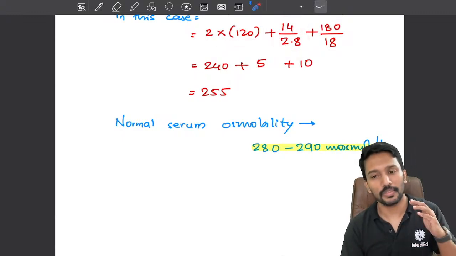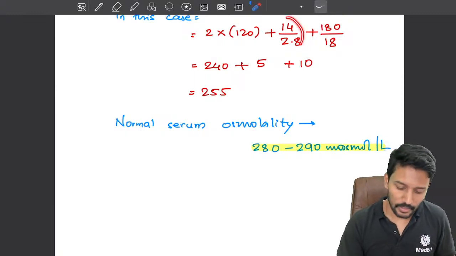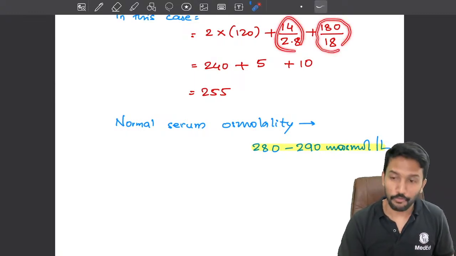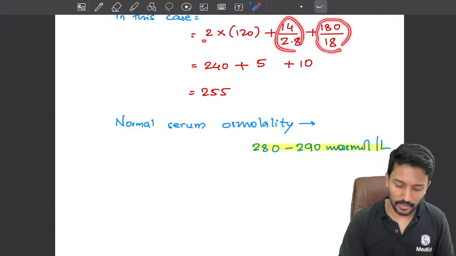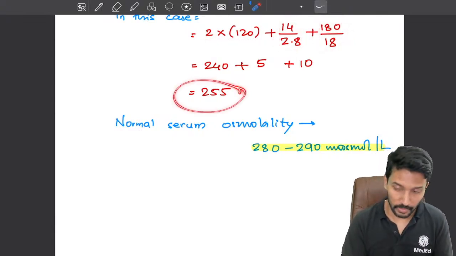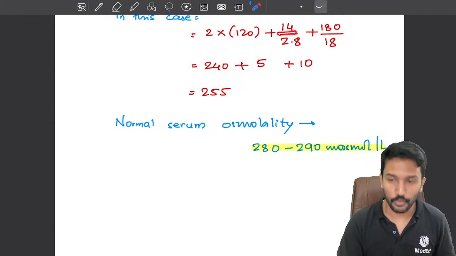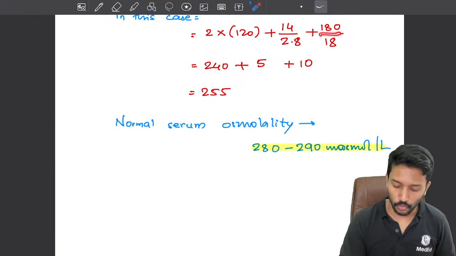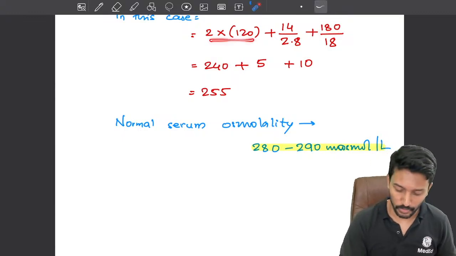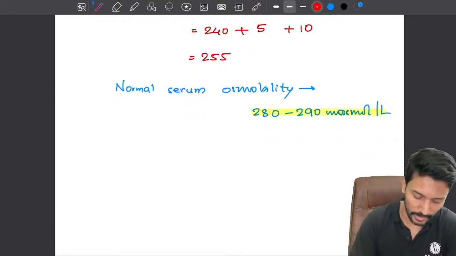In what conditions there can be decrease in the serum osmolality? The decrease in urea or glucose may not affect the osmolality much, but a decrease in sodium should, right? Because that is the single most important contributor. Out of 255 in this case, 240 is coming from sodium itself. See, for urea we are dividing it with a factor, for glucose we are dividing it with a factor, but sodium we are multiplying. So sodium is the most important contributor to the serum osmolality, right?